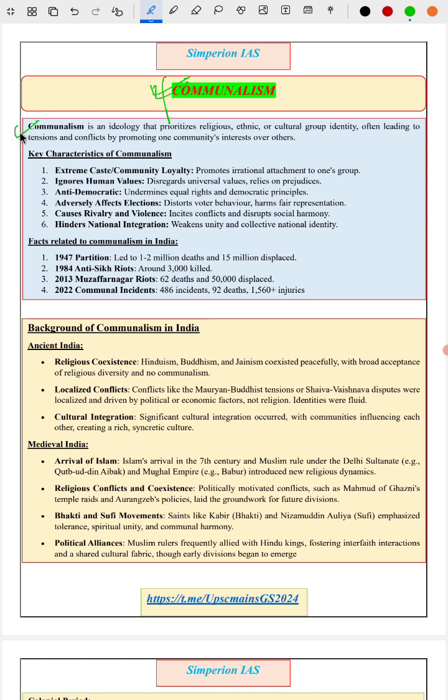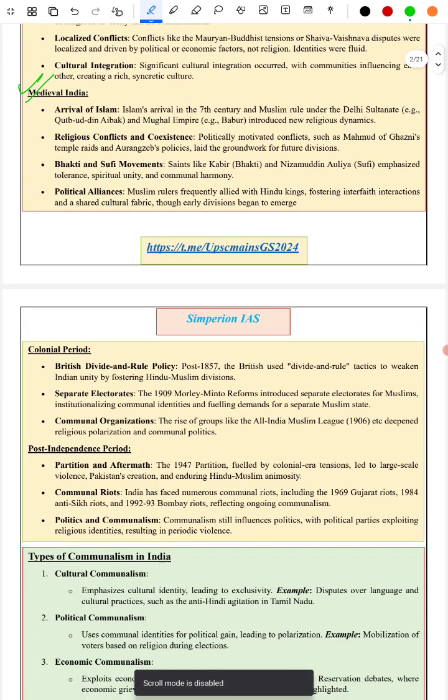We have started with a definition of communalism. Then we have given the key characteristics of communalism in India. Few facts related to communalism, like the recent communal riots and what are the impacts of that, the 1947 partition and the impact of communal tensions that developed in the country, and anti-Sikh riots, etc. Then we have given the timeline of communalism in India, starting with the ancient times, medieval times, colonial times and post-independence.